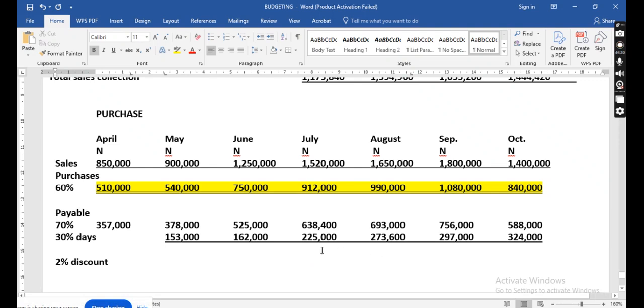July is 863,400. 836,400. 960,600, that is August. August is what? 966,600.